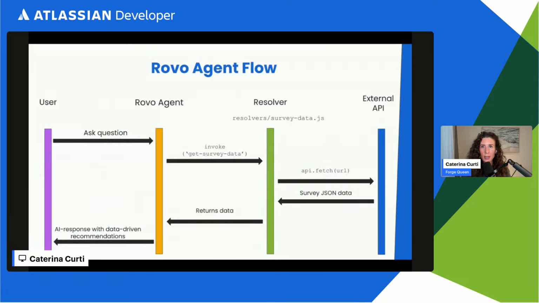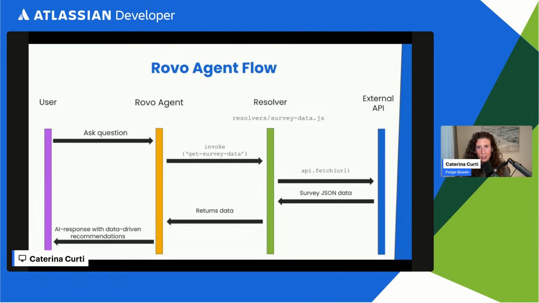So let's have a look at our flow. We have a user. Our user is going to ask a question to our Rovo agent. The Rovo agent, based on the prompt configuration, is going to invoke the get survey data, which is a function in our resolver. In this app, we are using a single resolver file, which is the surveydata.js. And again, we are then running an API.fetch to retrieve the data from the external source.